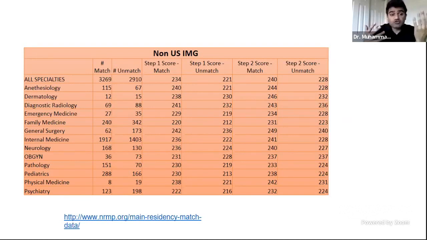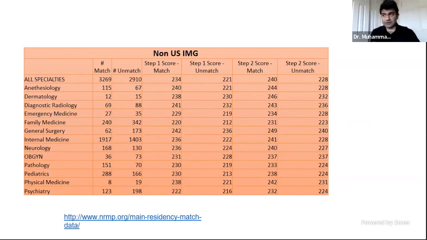People who matched in internal medicine, about 1917. Unmatched were 14 hundred, I mean the students, about 1400 students. Okay, those who matched, what was their Step 1 score? 236. Those who did not match, what was the score? It's 222. And same thing with the Step 2 CK. Step 2 CK, you see, is a much higher score. At 240 in Step 2 CK, people match. And when it drops down to 227, 228, it's very difficult to match.